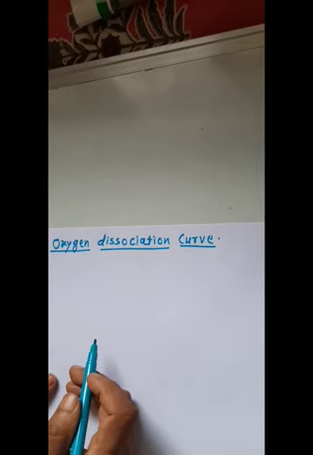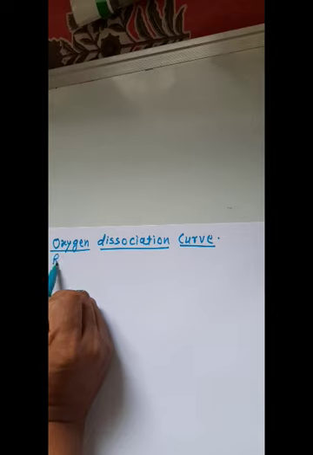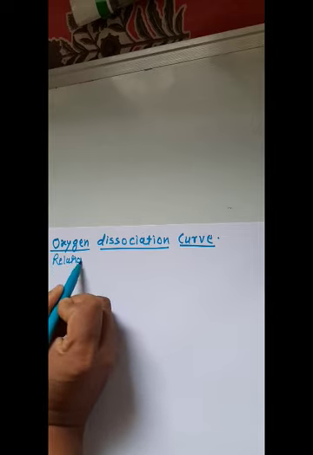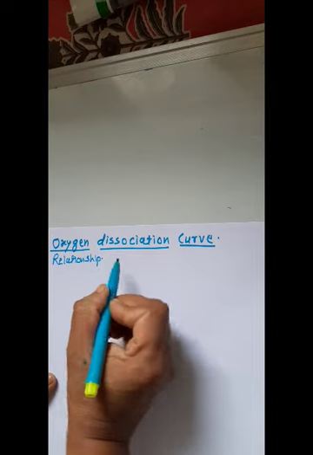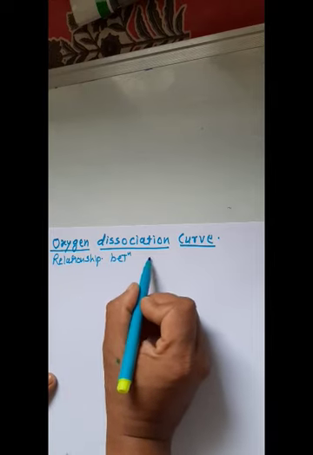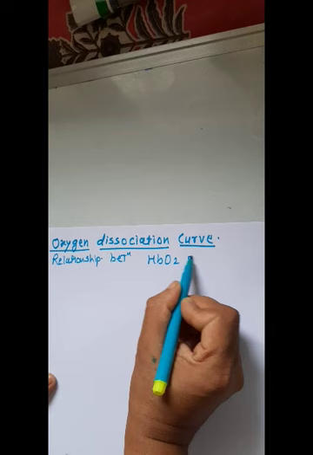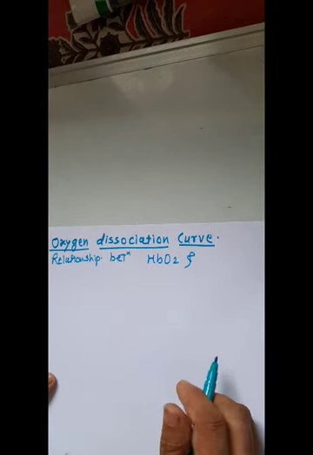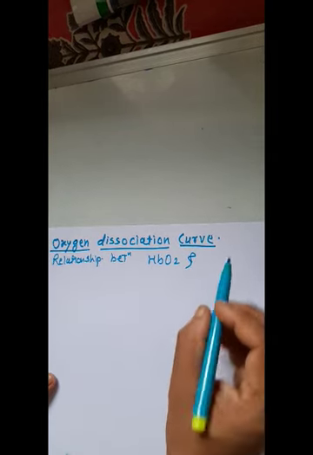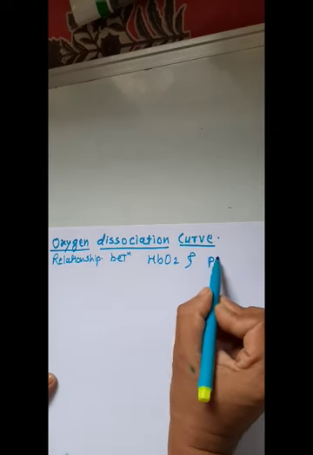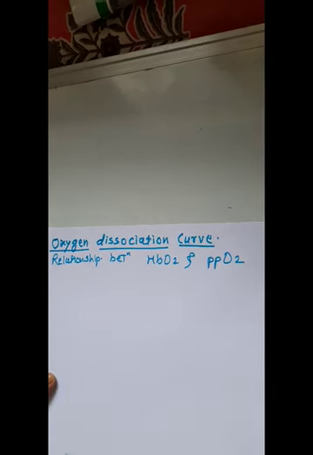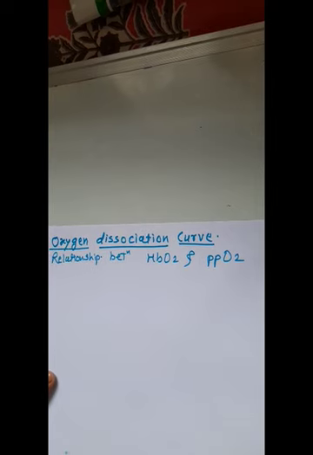Oxygen dissociation curve. What is the meaning of oxygen dissociation curve? The relationship between HbO2 saturation and oxygen tension is called the oxygen dissociation curve.